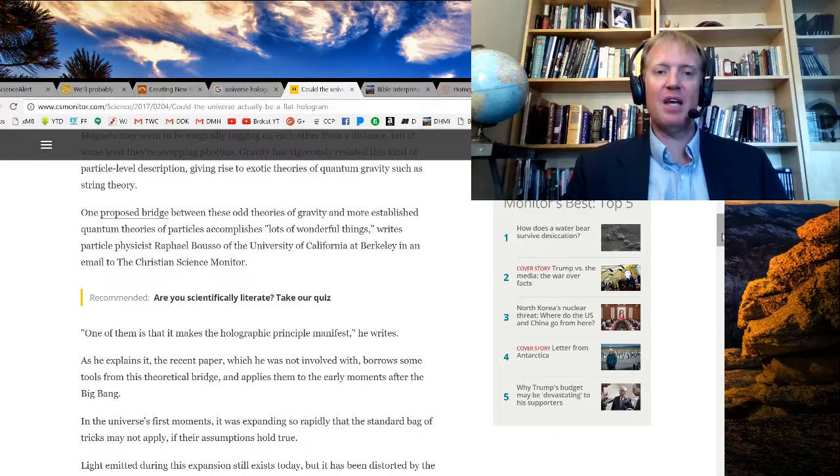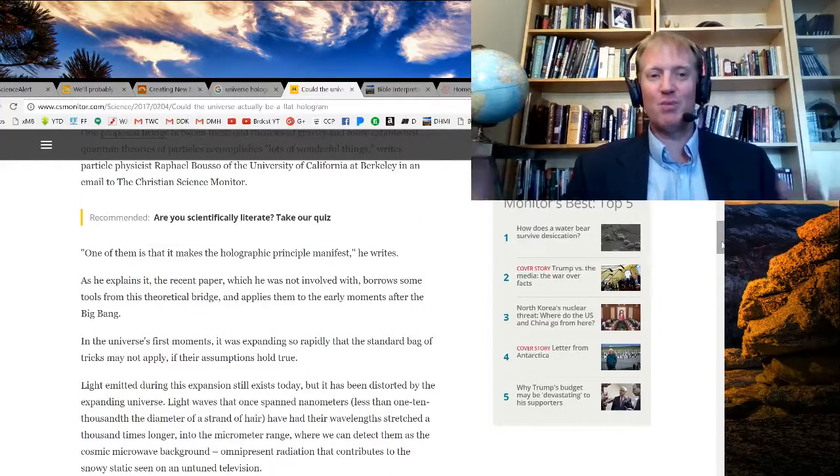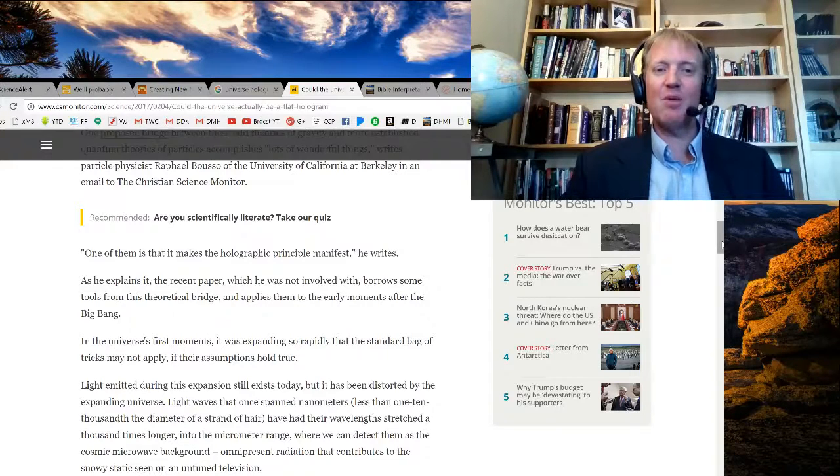One of them is that it makes the holographic principle manifest, he writes. As he explains, the recent paper, which he was not involved with, borrows some tools from this theoretical bridge and applies them to the early moments after the Big Bang. Now, we'll just substitute Big Bang there for, you know, God actually making it, all right? In the universe's first moments, it was expanding so rapidly that the standard bag of tricks may not apply if their assumptions hold true.